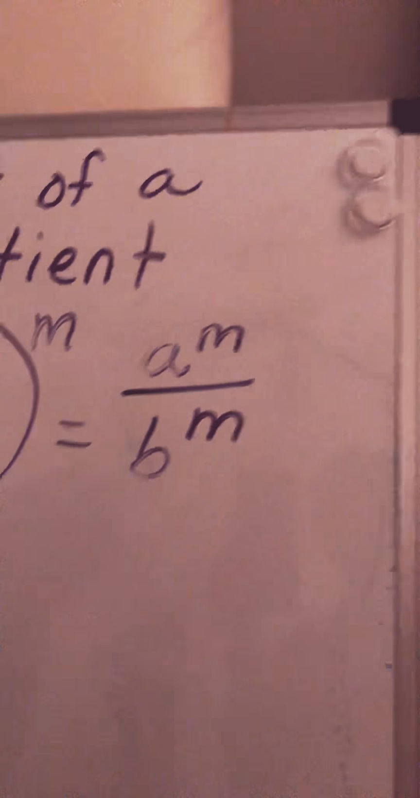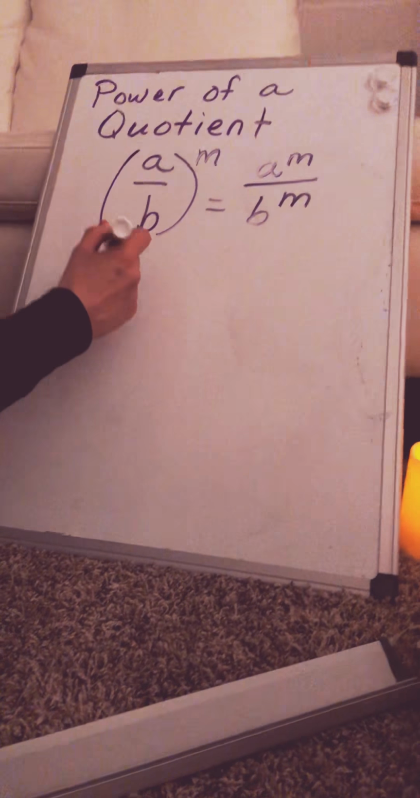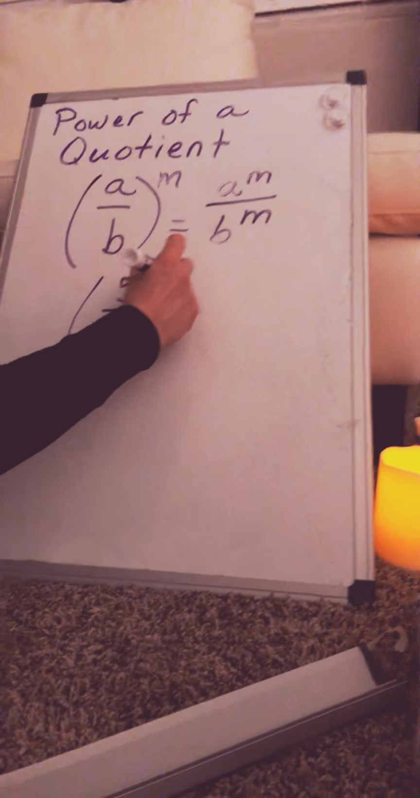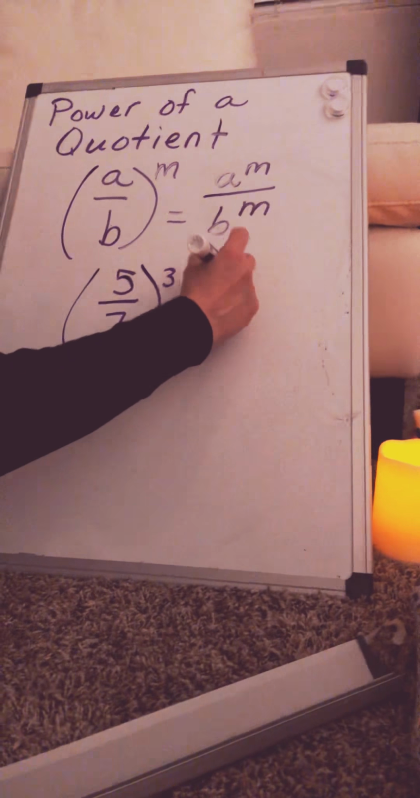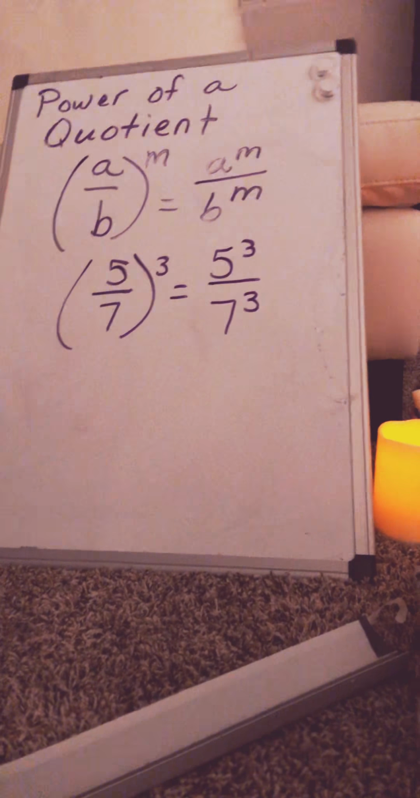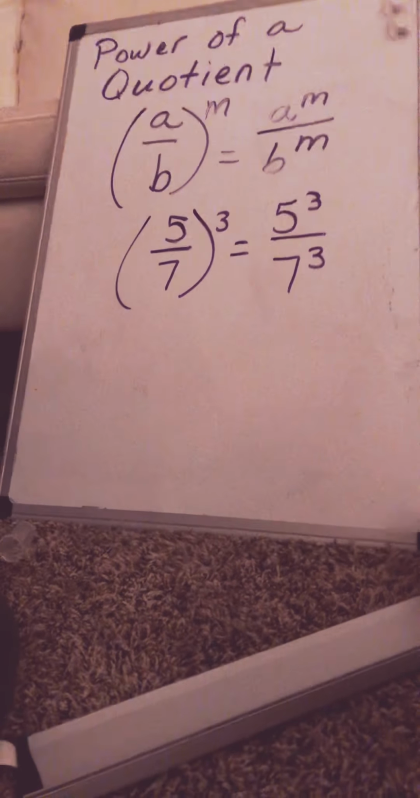So, for example, I can give you another example here. If we have 5 over 7 to the 3rd, it becomes 5 to the 3rd over 7 to the 3rd. Okay, and so that is the power of a quotient rule.